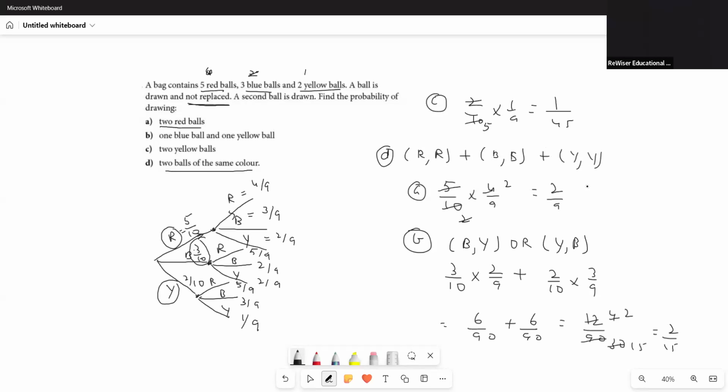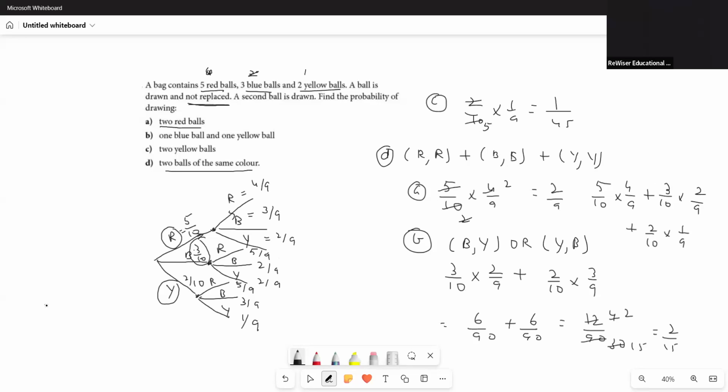So red and red should be 5 by 10 into 4 by 9, plus, now if we're talking about blue and blue, that's 3 by 10 into 2 by 9. And if I'm talking about yellow and yellow, that's 2 by 10 into 1 by 9.